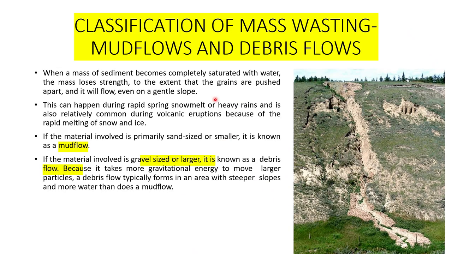So now let's take a look at mud flow or debris flow. Mud flows are a type of landslide characterized by the rapid movement of a mass of water and fine grain sediments such as sand and silt. Mud flows can occur in a variety of environments, but they are most common in areas with steep slopes and loose sediment. Debris flows are a type of landslide characterized by the rapid movement of a mass of water, fine grain sediment and large particles such as gravel or boulders.